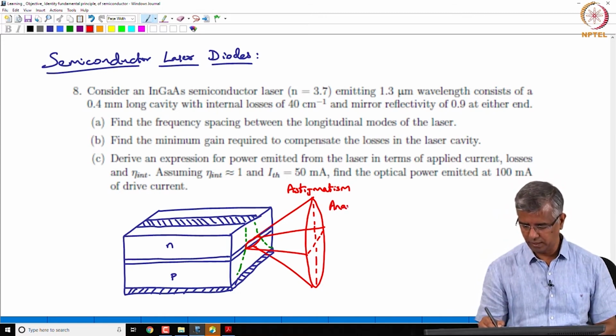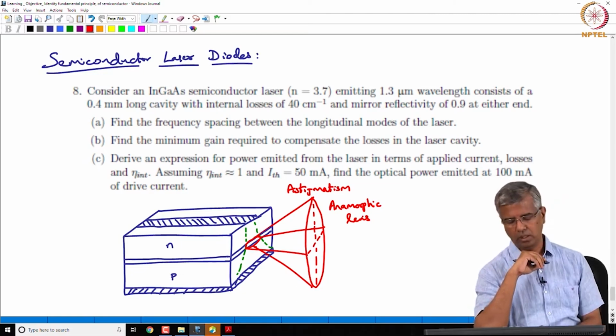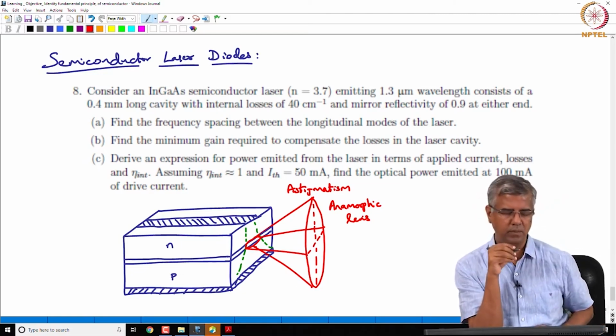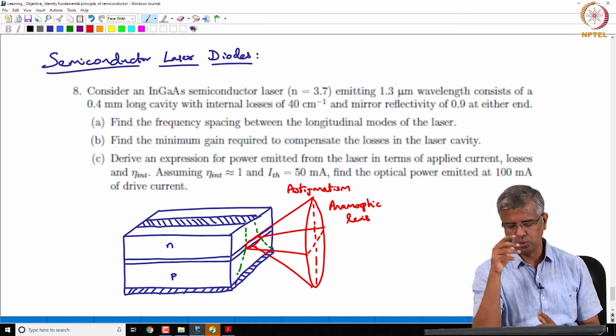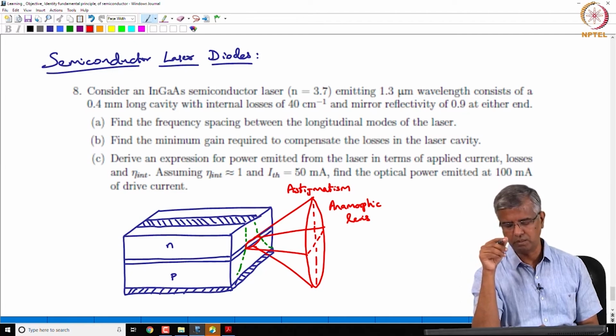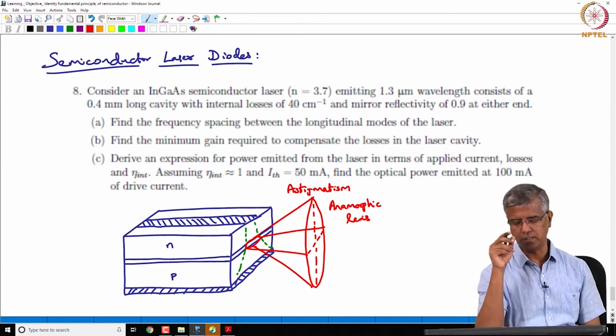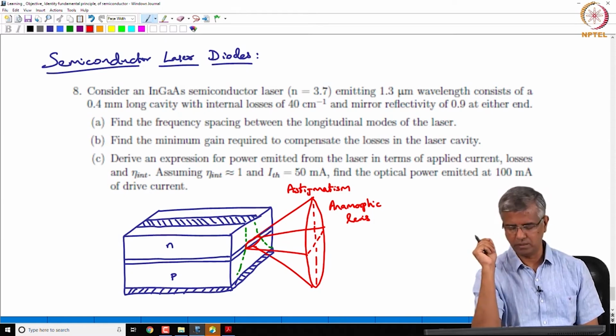what you need is what is called an anamorphic lens. It is basically a lens with two different focal distances for the two different directions, and with an anamorphic lens you can essentially correct for this astigmatism and possibly get a circular beam.